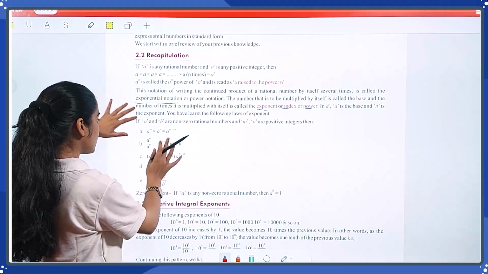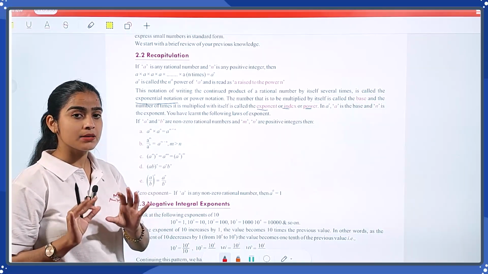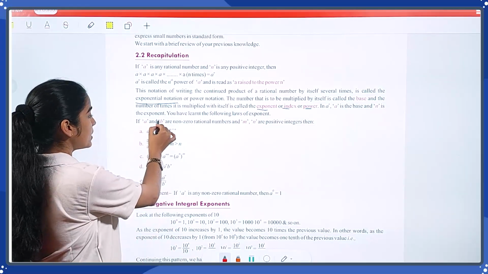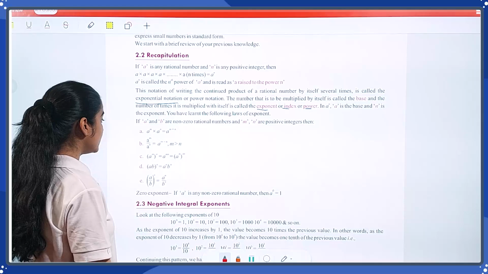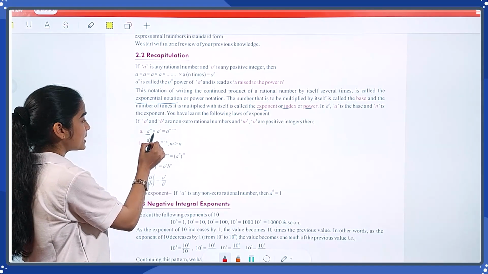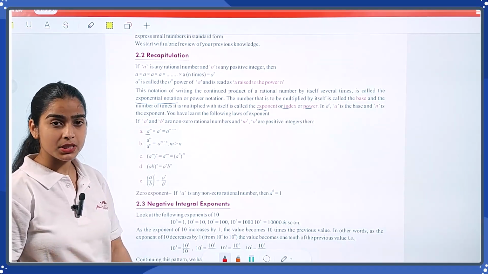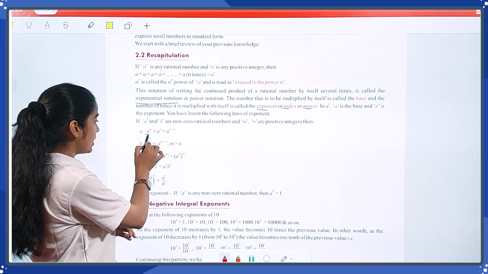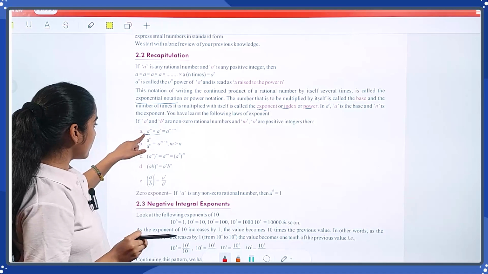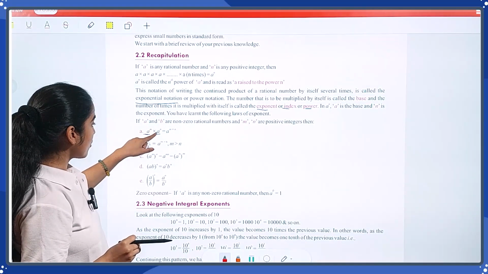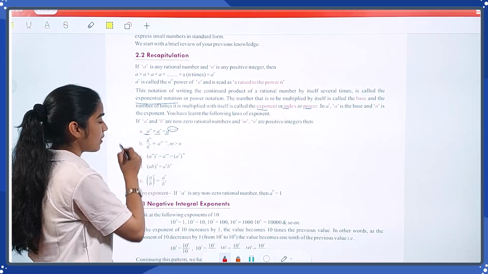You have learned the following laws of exponents. Now we have these laws of exponents which we have to keep in our mind to solve this chapter correctly and in a simple way. If a and b are non-zero rational numbers and m and n are positive integers, then a raised to power m multiplied by a raised to power n is equal to a raised to power m plus n. It means that when you have the same base a and a, you can simply add the powers of those bases. So the power of a is m and the power of this a is n. So take the common base and add these two powers together.